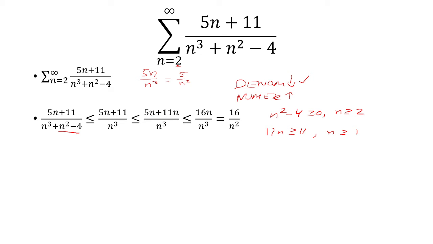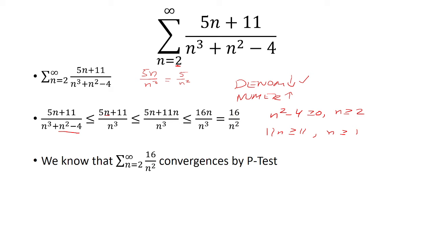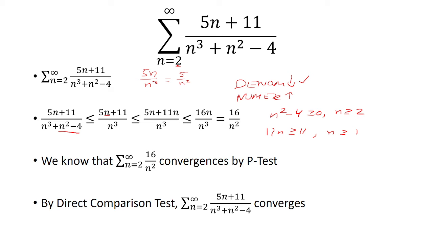We can do that. You never want to make the degree higher than what it was previously. So it wouldn't make sense to say this will be 11n squared. You can't do that. You always want to put it at the highest degree previously. So here it was n. Now 5n plus 11n is 16n. 16n over n cubed is 16 over n squared. So this is what we're going to compare it to. And we know that this converges by the p-test, since p is 2 here. And so by the direct comparison test, this series will converge as well.